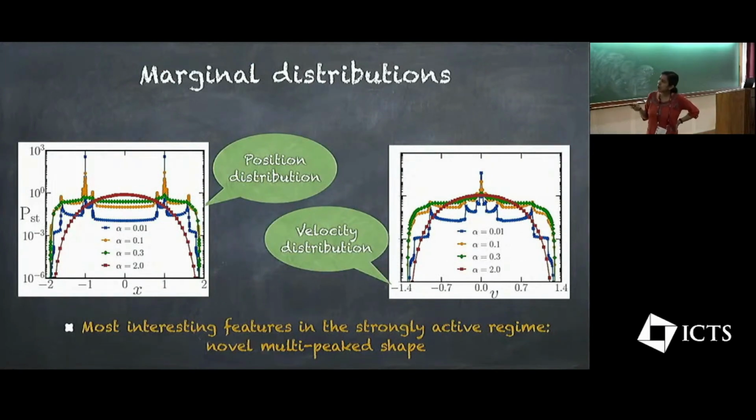So look at this blue curve. This is the most active scenario. Alpha is 0.01, which is much smaller than the other parameters. So we have a strange multi-peaked shape. And also for velocity, we see a multi-peaked shape, which has not been seen for overdamped particles, I mean, in any of the active particle models that we know of.